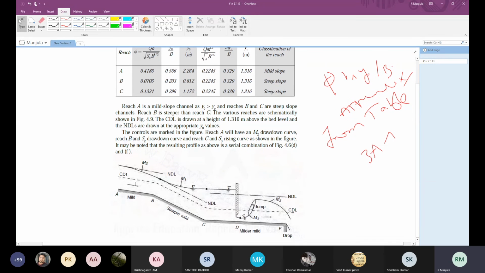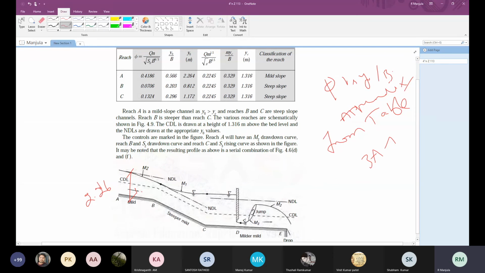Now you see the lines. First one is the normal depth line. The normal depth line for the channel from section A is 2.264, and the critical depth is 1.316. That is from A to B.